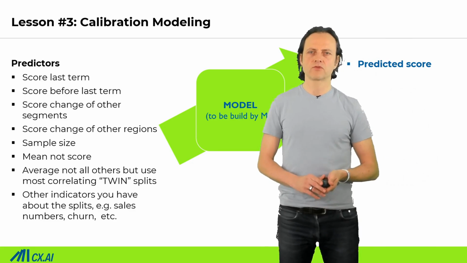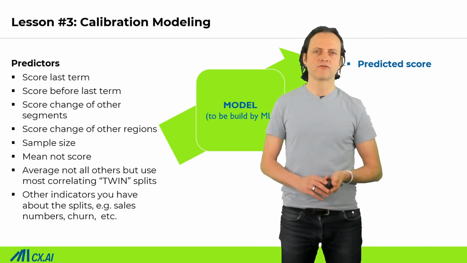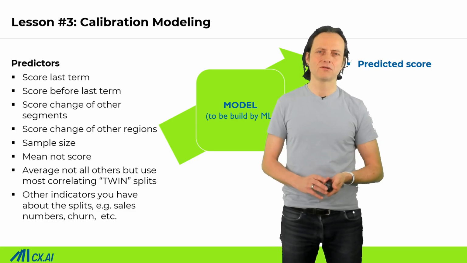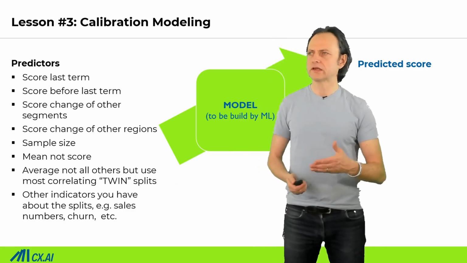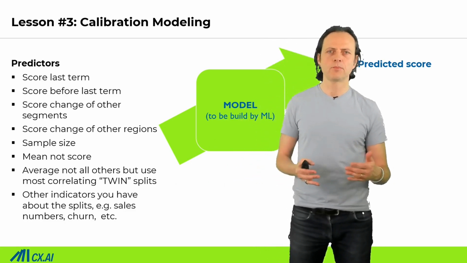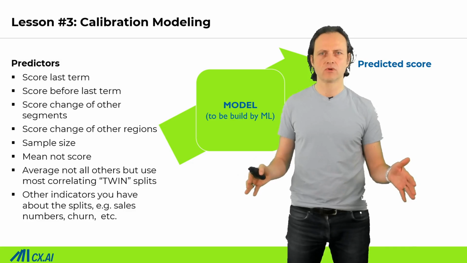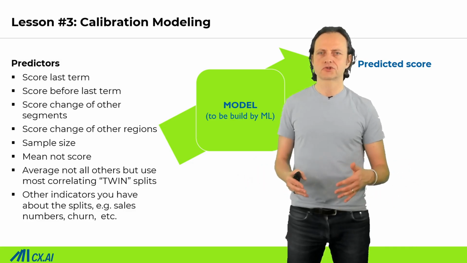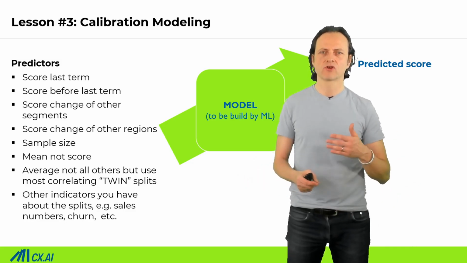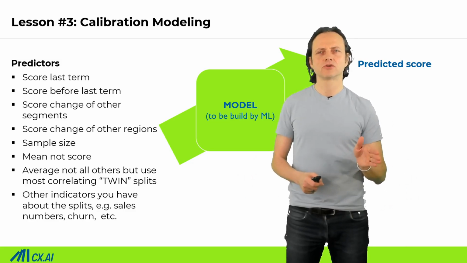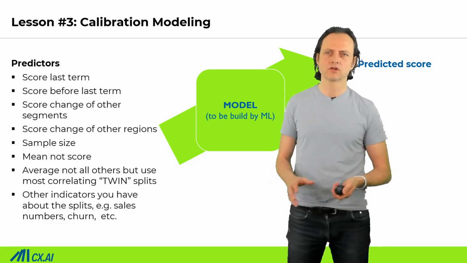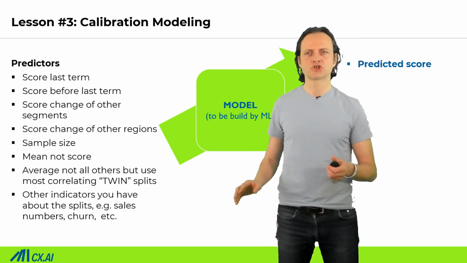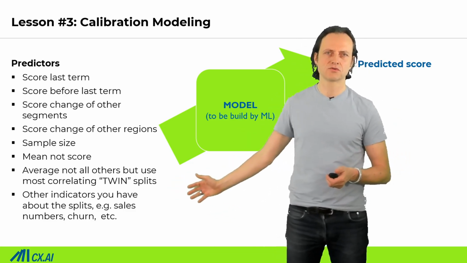Other indicators you have about the splits might be sales numbers or churn, so real-world numbers, which are basically indicators of what is happening in the real world for your customers. And churn, price initiatives, whatever numbers you track, and you may have a hypothesis that it might be useful, can go into the model. Machine learning will find out if this is useful or not.